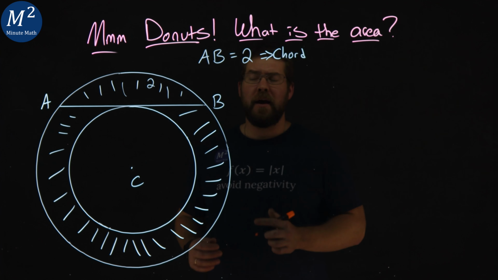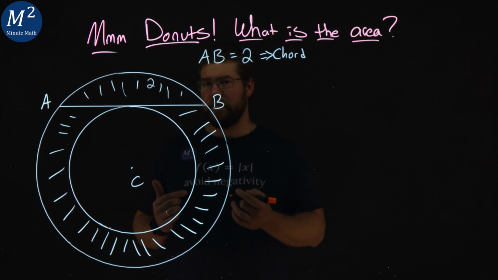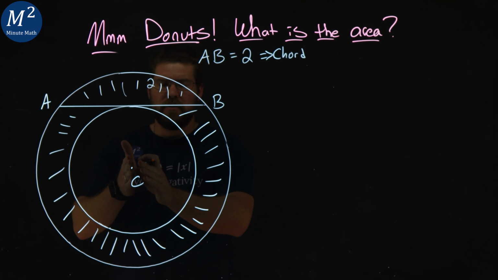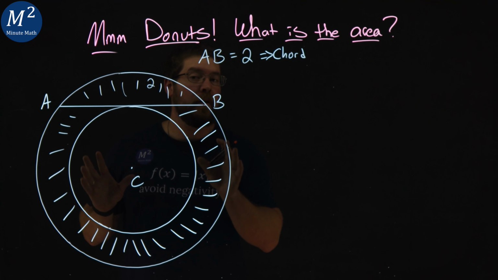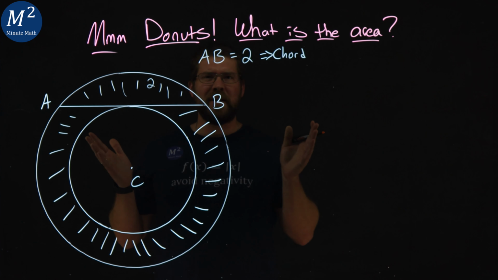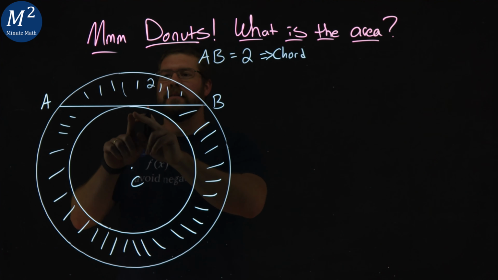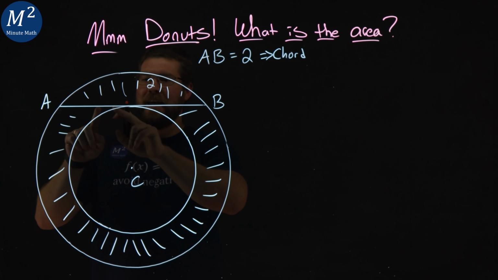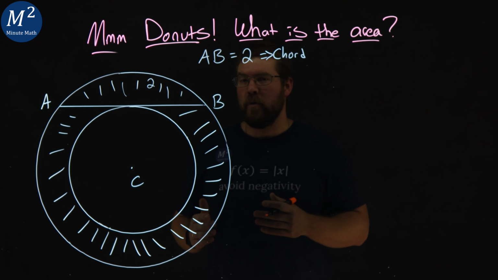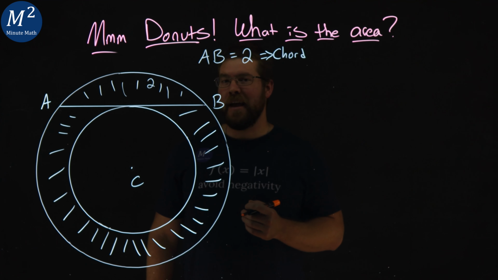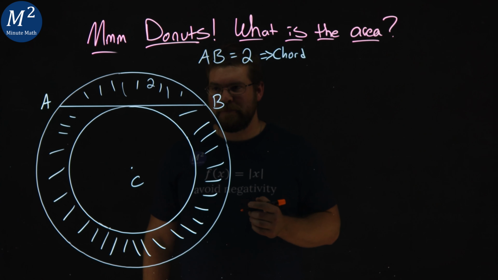Donuts. What is the area of this donut? We're given a circle and another circle, creating this area of a donut, and we're only given one piece of information about it. The chord has a length of 2. This is the AB across there. With that, let's go find the area of the donut.